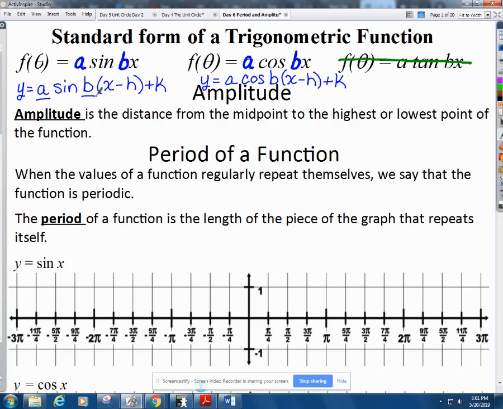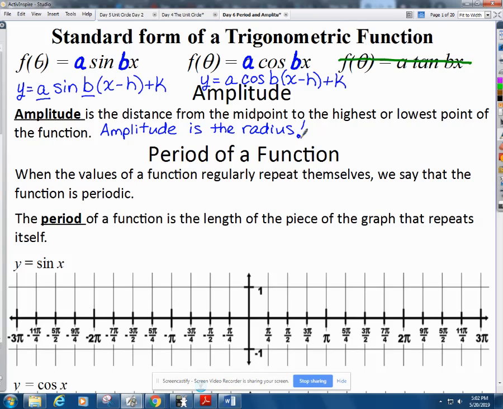Amplitude is the distance from the midpoint to the highest or lowest point of the function. Amplitude really is just the radius of the circle. So if you have a radius of 20, then you're not going to go from 0 to 1 for sine. If your radius is 20, you're going to go from 0 to 20.